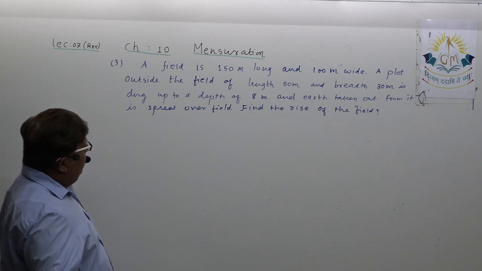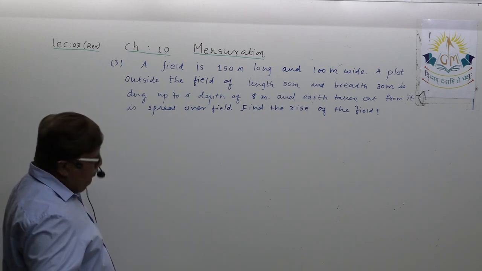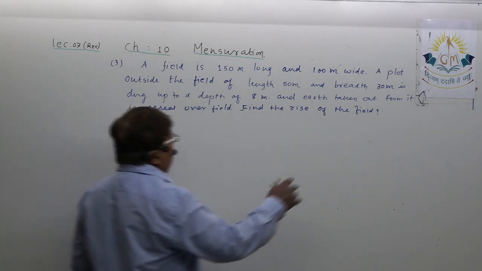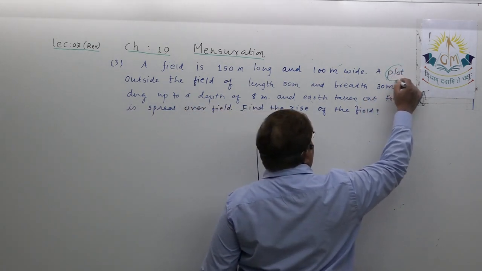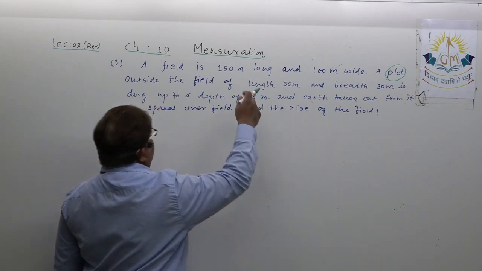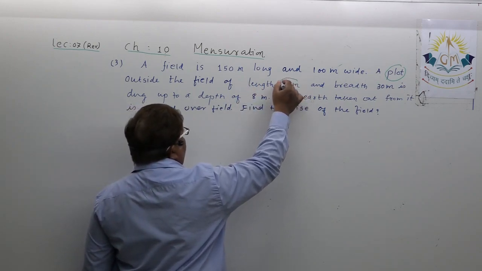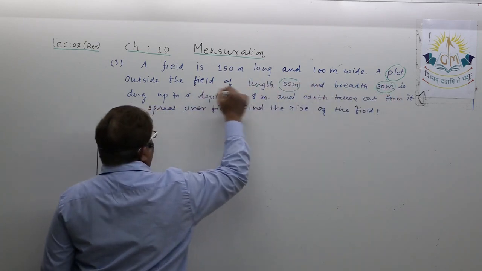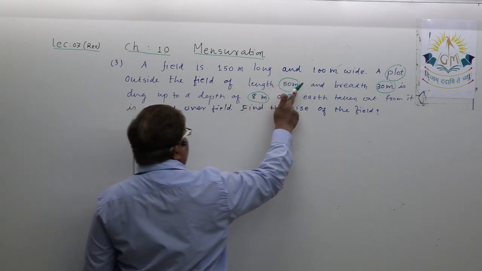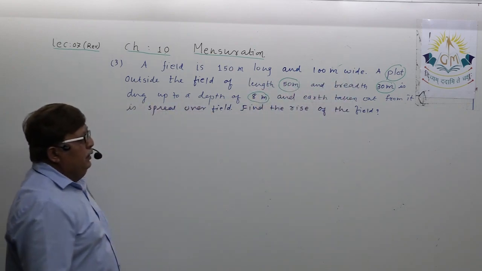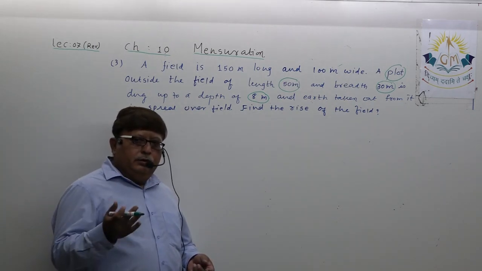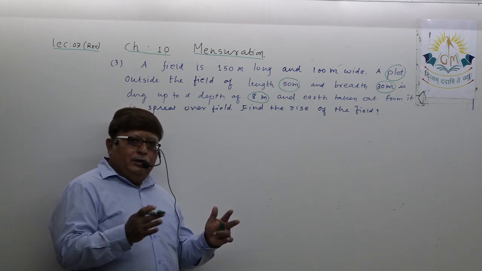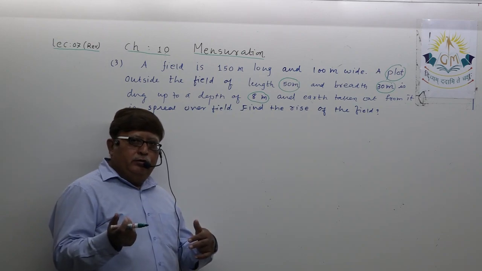You just need to note down, dear student, very precisely what has been given. A plot outside the field having length 50 meter, breadth 30 meter, dug up to a depth of 8 meters. So one is the volume of the plot, and the earth taken out from this cuboidal plot has been spread on the field.